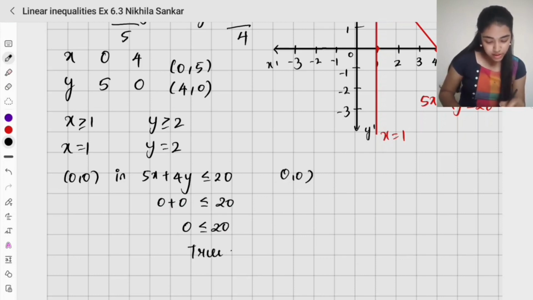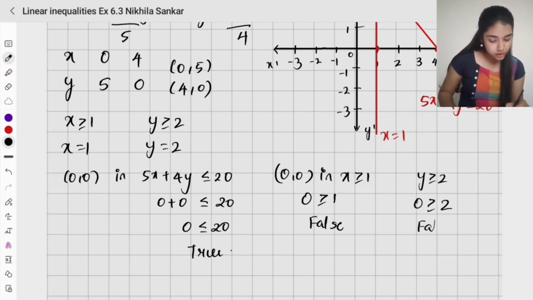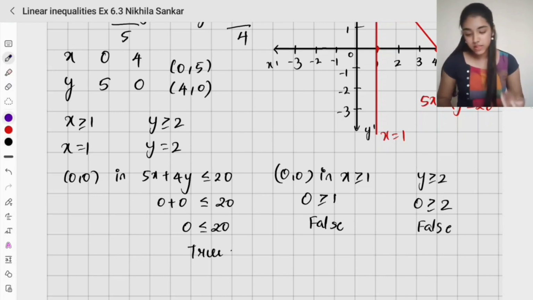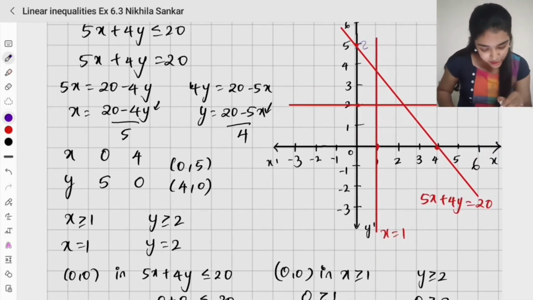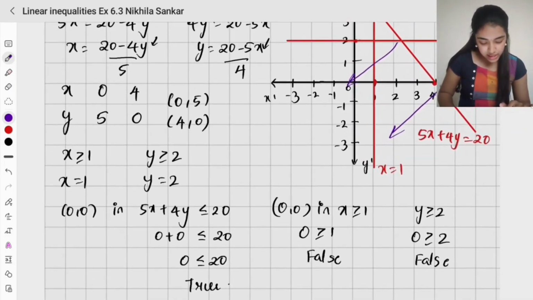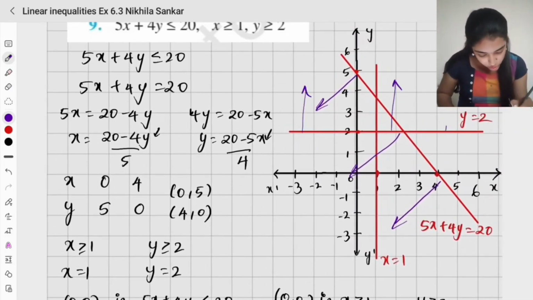What is my other equation? 0, 0 in x greater than or equal to 1: substituting 0 gives 0 greater than or equal to 1, which is false. So 0, 0 is not included. What is the third one? Y greater than or equal to 2: substituting 0 gives 0 greater than or equal to 2, which is again false. So only for the first case is 0, 0 included, for the others it is not included. So in the first case it is included, so 0, 0 side. In the second and third cases it is not included. So for y equal to 2, 0 is not included, so it will go above.